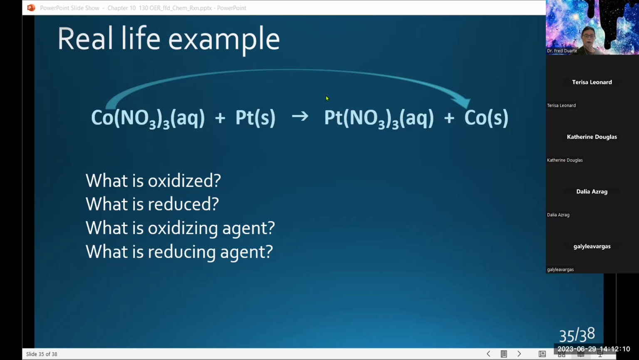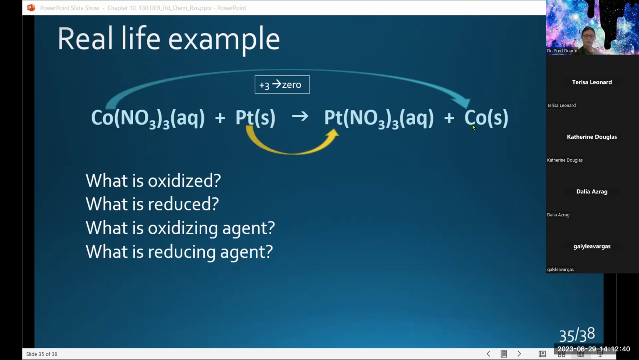Now, in this reaction, it goes from a +3. You look on the far right, now it's a solid. It's no longer cobalt nitrate. It's simply cobalt all by itself, elemental cobalt. So elemental cobalt has a 0 oxidation number, because of an equal number of electrons and protons. So it went from a +3 to a 0.